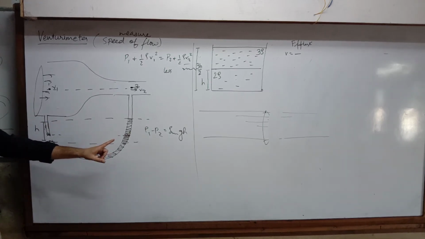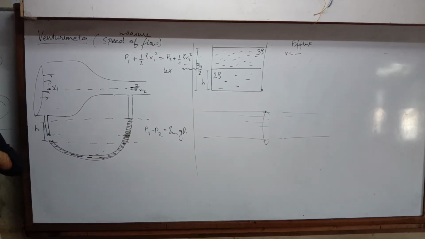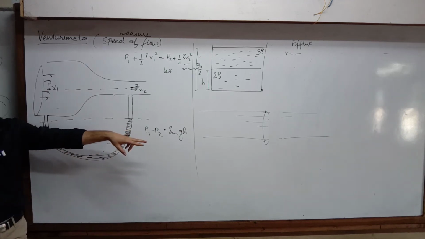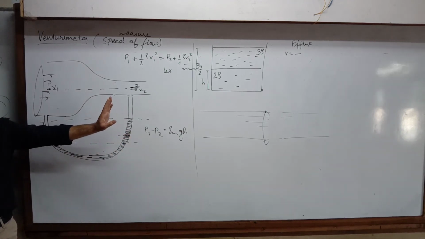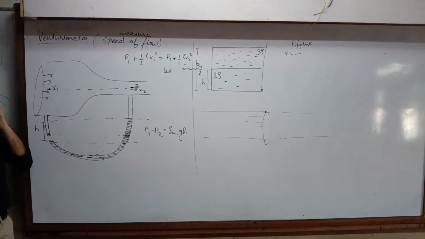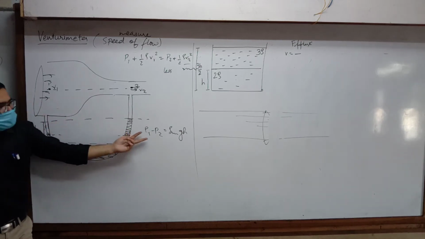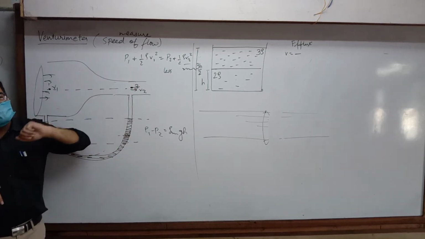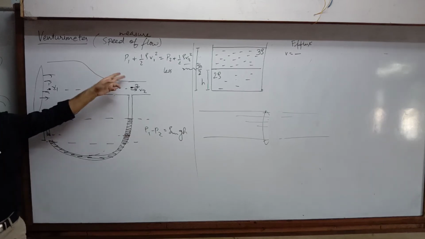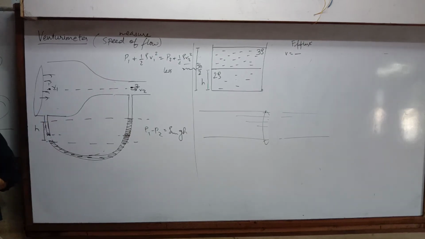I hope nobody has got confused. That's a manometer. Two arms, one stays higher, one stays lower. So the difference P1 minus P2 is rho g h. Fine. So from the above equation, can I find P1 minus P2? Yes or no? Sure? Absolutely clear?